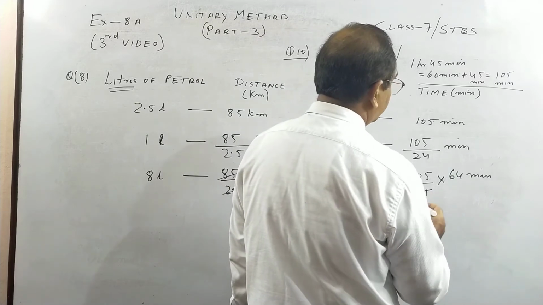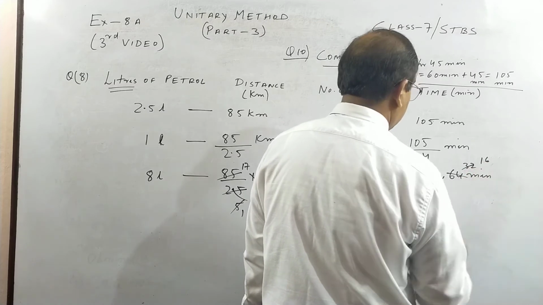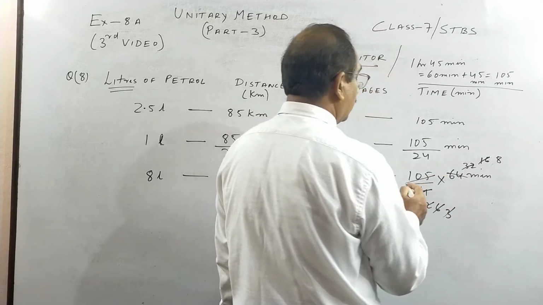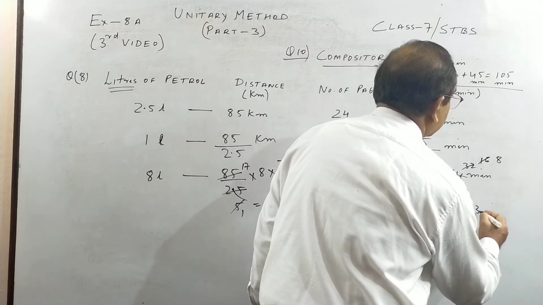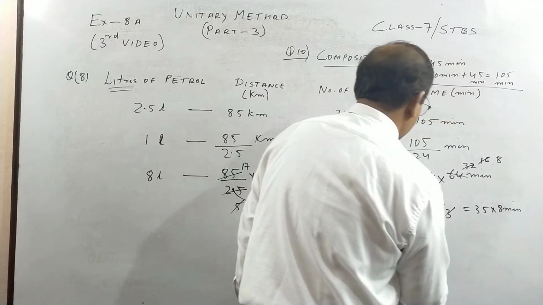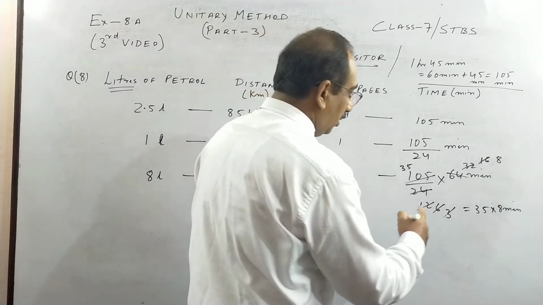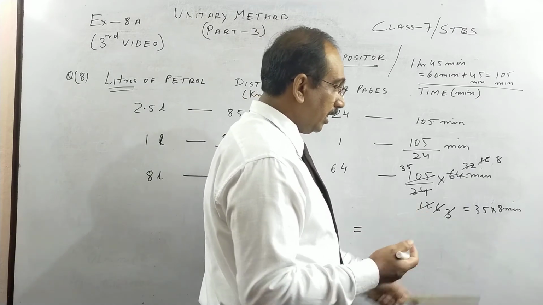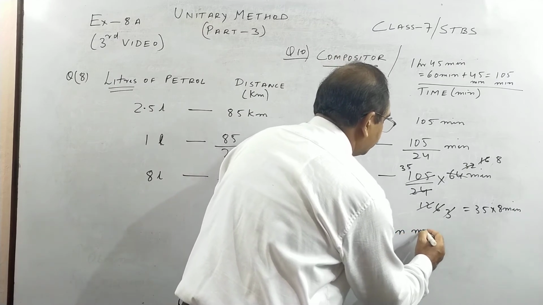So here you see, 2 sixes are 12, this is 32, again this is 6. This is 16, this is again 3. This is 8. Here if you cancel, 3 threes are 9, 1 5. So finally what I get, children, is 35 into 8 minutes. So for 64 pages I need that much time. If you multiply by 8, 35 twos are 70, and then 4. So this will be 280 minutes.